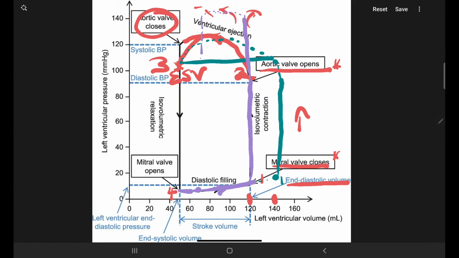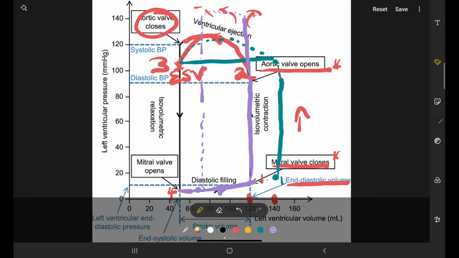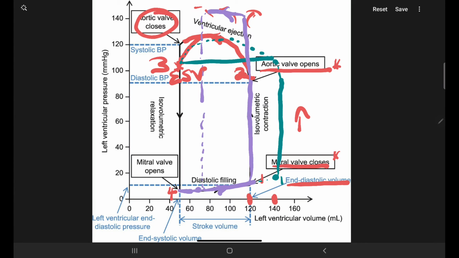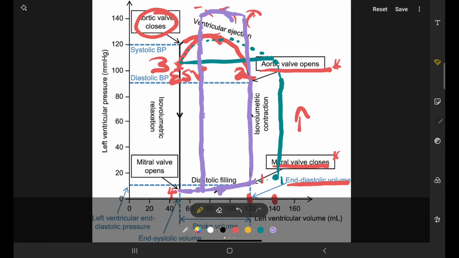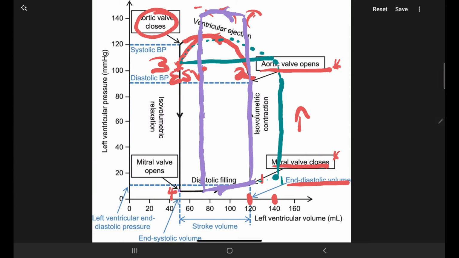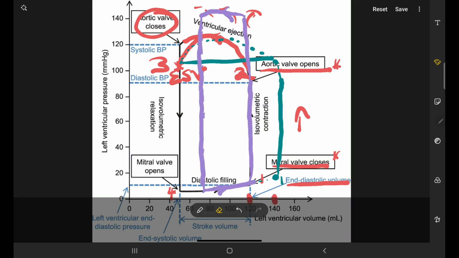So this will reduce. Okay, so stroke volume has reduced, therefore the amount left in the heart is more. All right. So these are the two ways in which these loops can change.